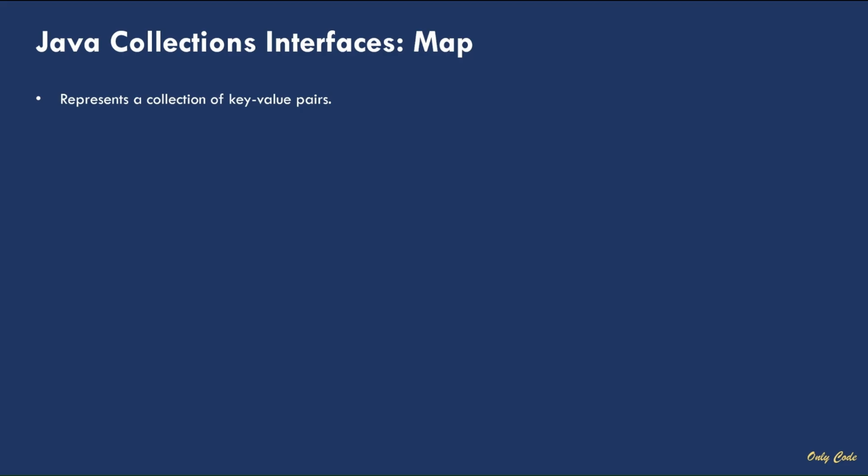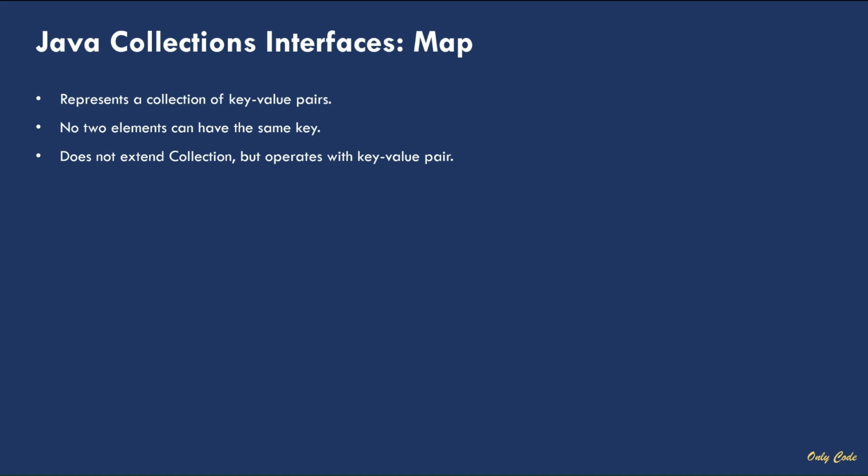Map interface represents a collection of key value pairs, which is ideal for tasks requiring association between keys and values. In a map, keys are unique. If you add a key value pair with an existing key, the previous value for that key will be replaced. Map interface does not extend the collection interface. Instead, it operates with key value pairs, making it distinct from other collections like lists or sets.